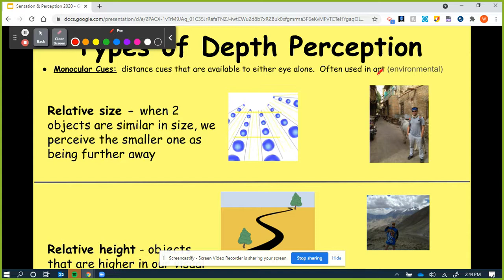Relative height. When something's higher up in our visual field than something else. So if I'm looking at these desks right here, the desk that Ella is at looks like it is higher up than the desk right here. Therefore, that tells me that it's further away.